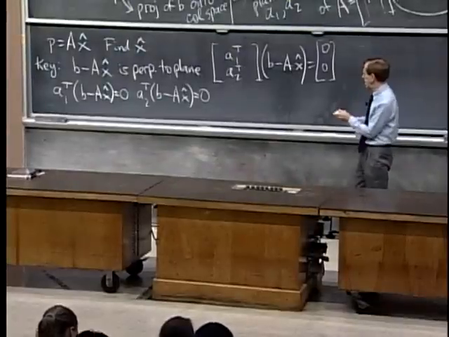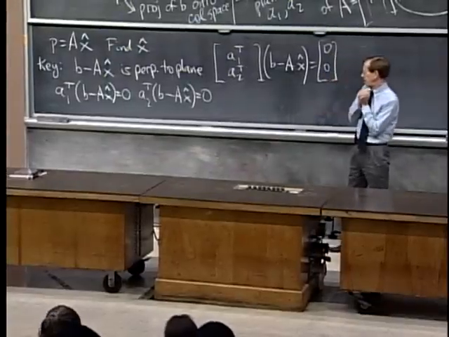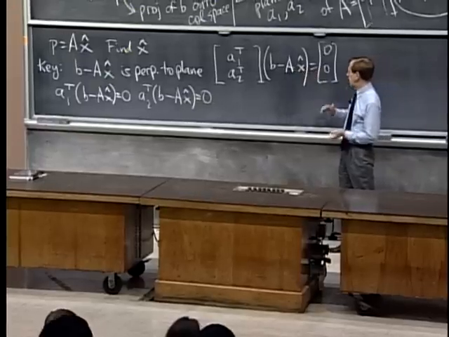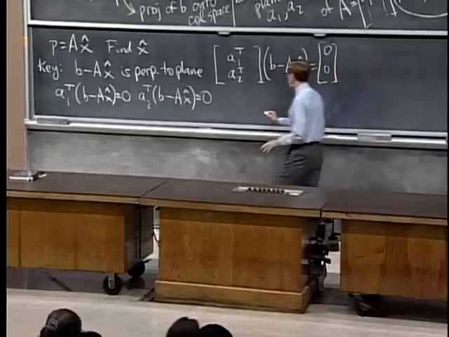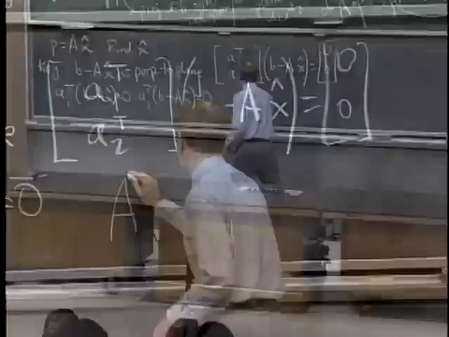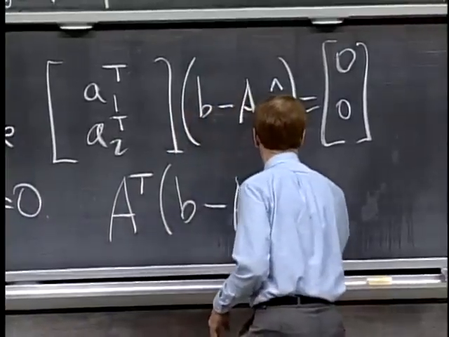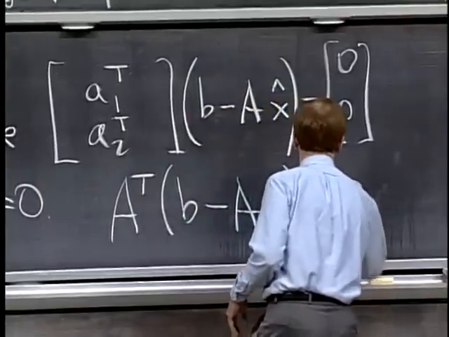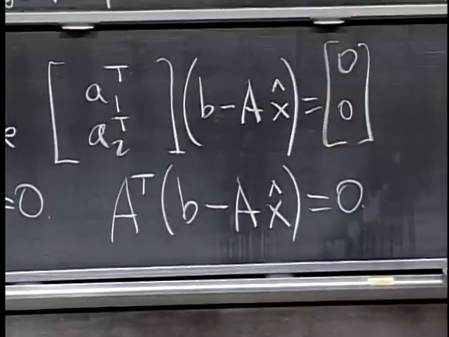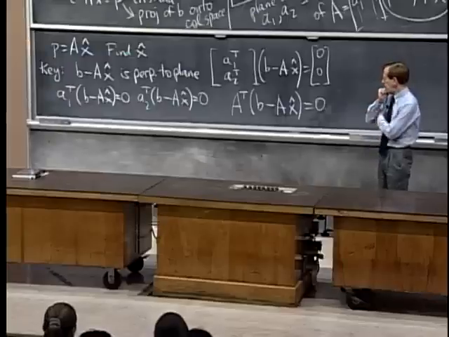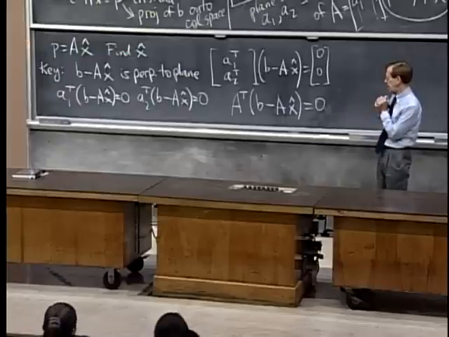You see that this is one way to come up with this equation. So the equation I'm coming up with is A transpose (B minus A x hat) is 0. That's my equation. Now I want to stop for a moment before I solve it and just think about it.